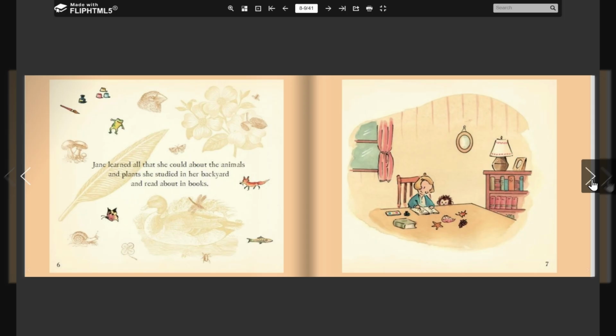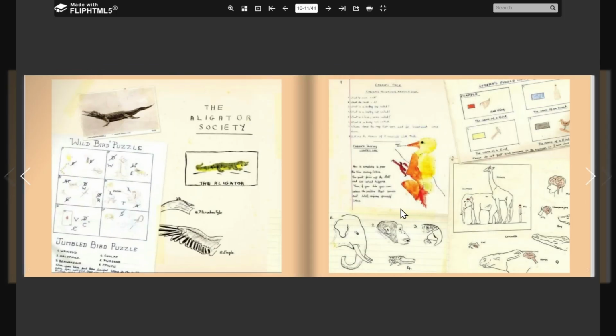Now we're going to go to page 8 and 9. You can pause the video so that you can look at the illustration in more detail, but we're going to look at page 8 and 9. I want you to make some notices as well. What do you see in this illustration? What do you see in this illustration as well? Make some notices about the pictures, the notes.